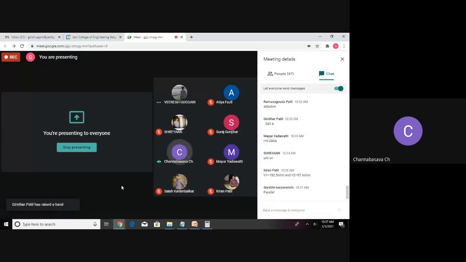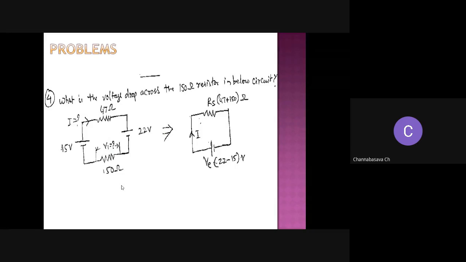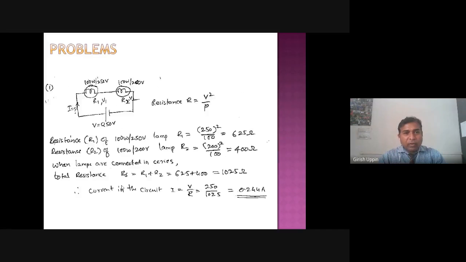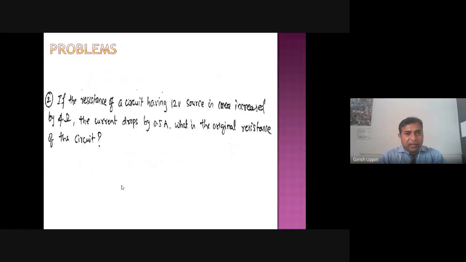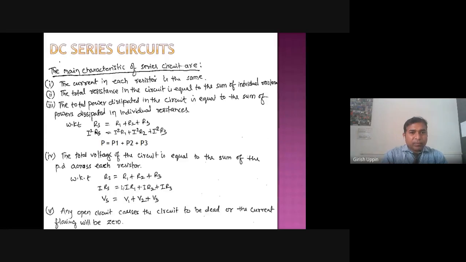Sir, series. Okay, if you say series, why? Sir, the next diagram, it is connected end to end. So it may not be clearly visible, but it is connected end to end. We will go back to the one characteristic. If you understand that characteristic, then you will say this is in series.